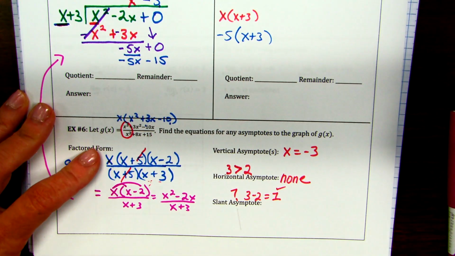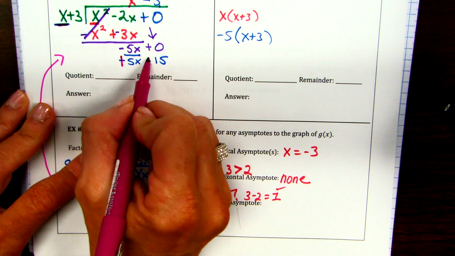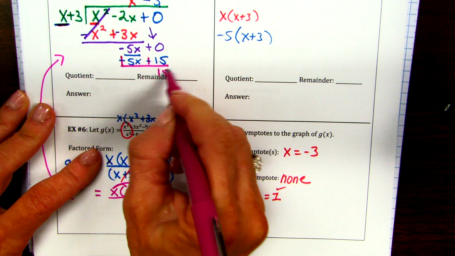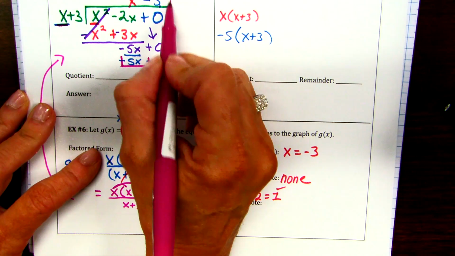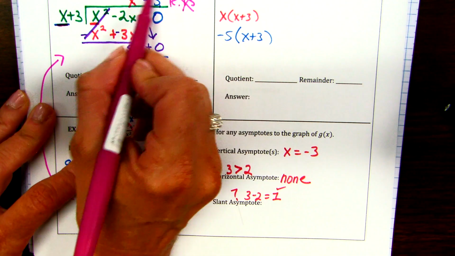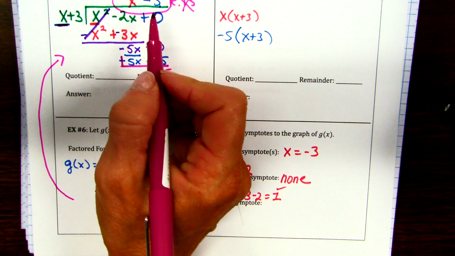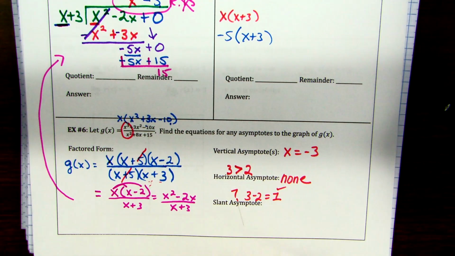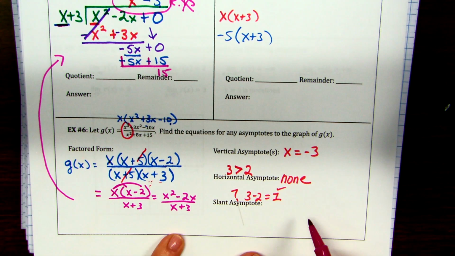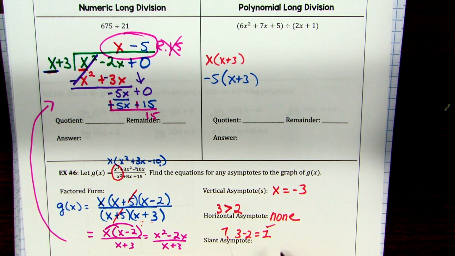And really, you don't have to finish this. Because if you remember, what happens next, change both signs. Whatever's left, it looks like it's 15. That's your remainder, but we don't even need it. All you care about is the slope-intercept form of the equation. You throw away the remainder. So your slant asymptote is just y equals x minus 5. It should always be a line, slope-intercept form.